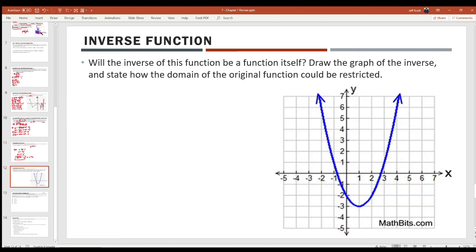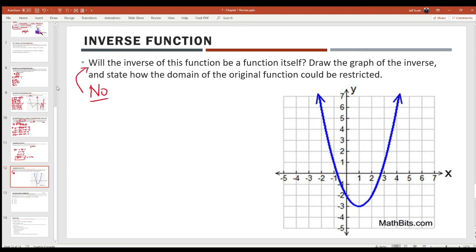So in this one, first thing right out the gates is it's asking us if the inverse of this function will be a function itself. Well, remember the horizontal line test tells us this. Clearly looking at this graph, it's going to fail the horizontal line test. There's no way that's passing the horizontal line test. So we can very safely say no to that first question. So no to this bit up here.